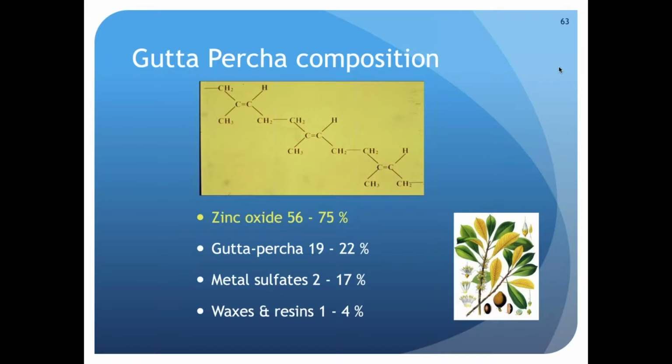Ironically, gutta percha is not actually mostly gutta percha. It's actually mostly zinc oxide, with about 20% of it actually being gutta percha. And then there are some waxes and resins, and metal sulfates to make it radiopaque and kind of be a binder and hold things together.